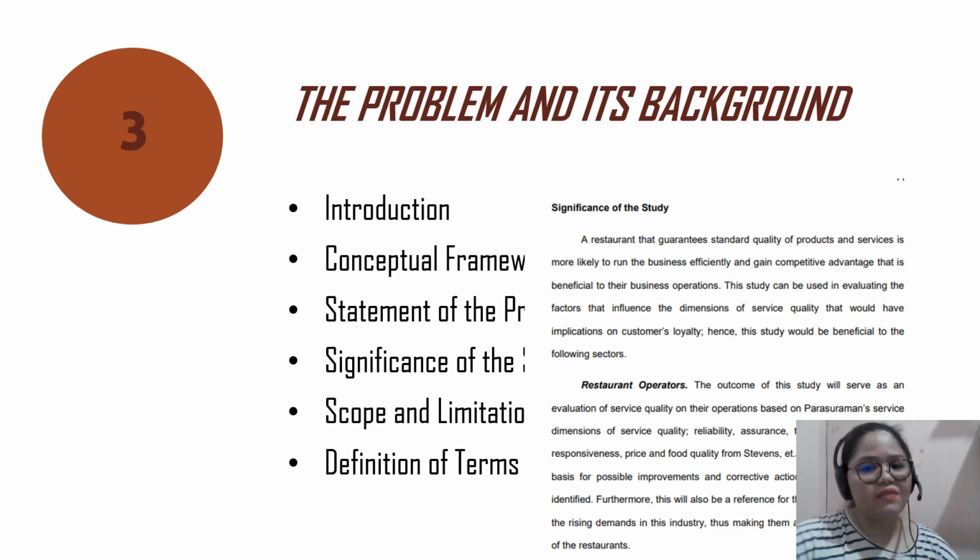Next is the significance of the study. Well, the question is who can benefit? Why is it important? So an example for this, a restaurant that guarantees standard quality of products and services is more likely to run the business efficiently. So you could come up there with why it is important and who. For the example here, we have restaurant operators. Who else? Probably the government of Surigao del Norte. So you come up there with the specific group of people that can benefit from your study.